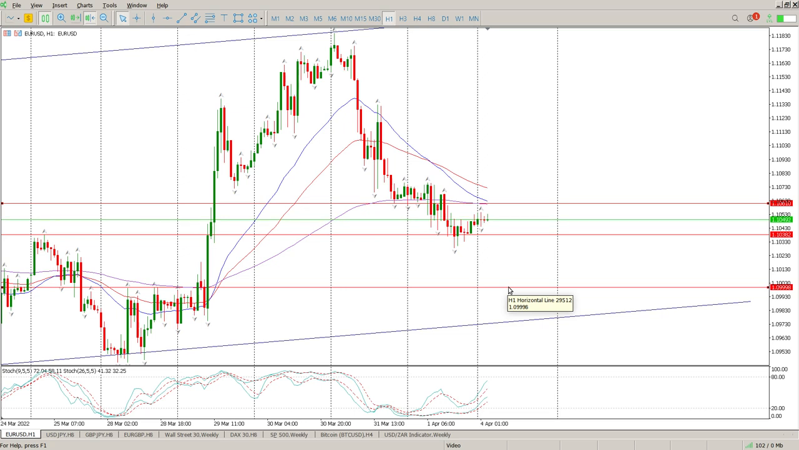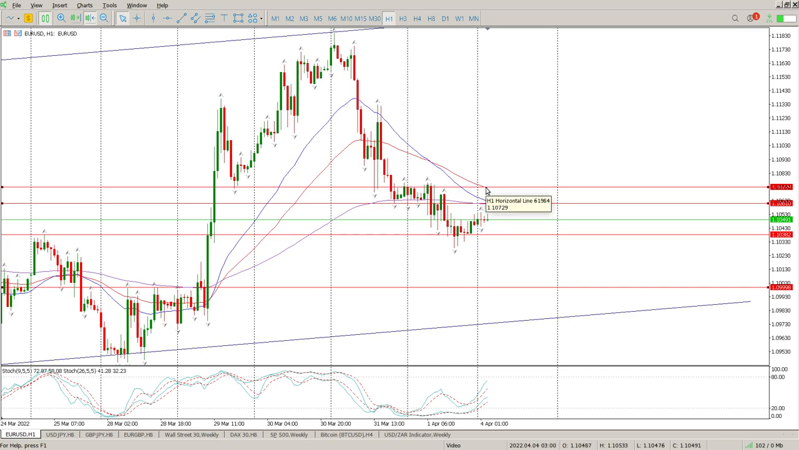109.998. I would still expect this 110 to offer some kind of support. And if we get through that, then obviously bottom of channel, flag, whatever you want to call it, and then a move to the downside. One more level to the upside you need to pay attention to, and that's this swing low here, which would be the moving averages, but that's 110.729.